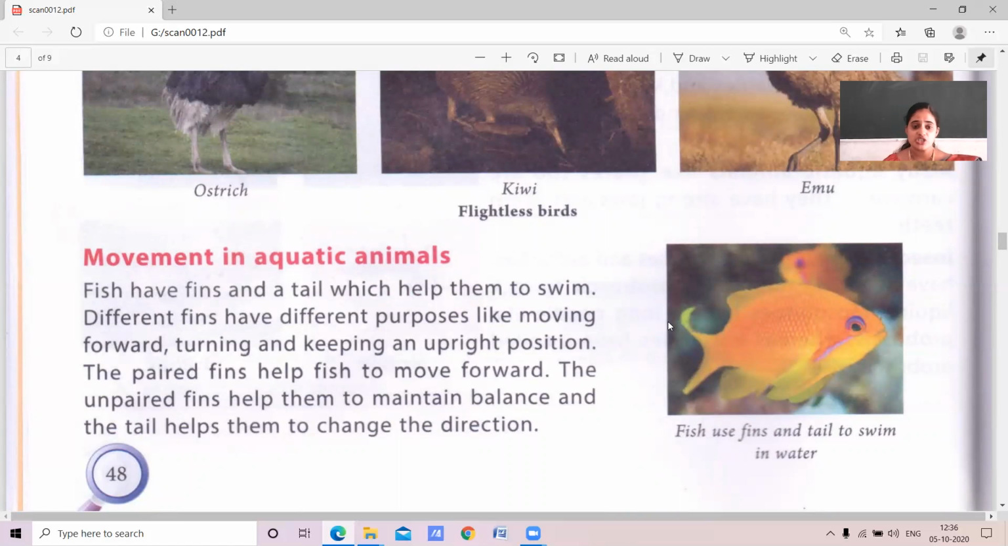If you have seen a fish, it moves forward, it turns, and it stays in an upright position. The paired fins help the fish to move forward. If you notice the fins present in the fish, they help in moving forward. The unpaired fins help them maintain balance of the body. And if you see, the tail helps them change direction. Isn't it, children? Yes.